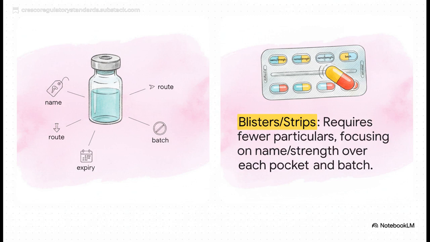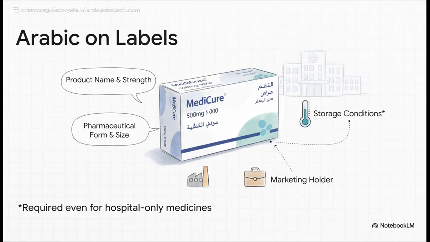It's just smart. And of course, accessibility is a huge focus. For pretty much all products sold in Saudi Arabia, core information like the product name and strength has to appear in Arabic. Now here's a key update that made this even stricter. Storage conditions must now be in Arabic too, even for medicines that are only ever used inside a hospital.